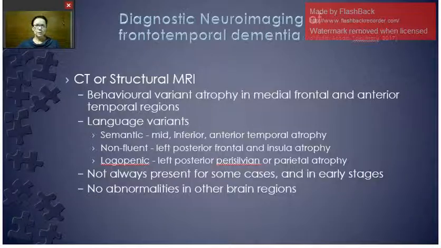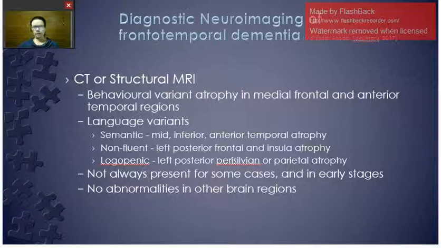Moving on to neuroimaging tests now. One tool for the diagnosis of frontotemporal dementia is a structural MRI or a CT scan. In the behavioural variant of frontotemporal dementia, we're looking for atrophy in the frontal and temporal lobes in the absence of abnormalities in other brain regions. For the language variants, or language subtypes, we've got other specific areas that are implicated for each of those three subtypes. The MRI might not show any structural changes for some cases, and in the early stages of the disease, we might not see any problems.